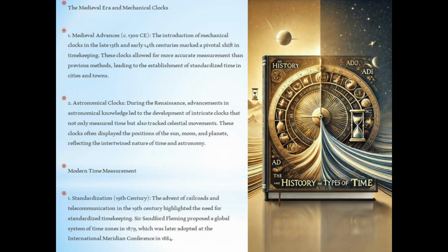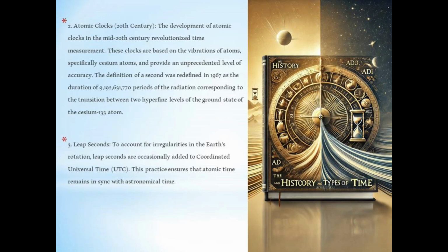Modern time measurement. Number 1. Standardization. 19th century. The advent of railroads and telecommunication in the 19th century highlighted the need for standardized timekeeping. Sir Sandford Fleming proposed a global system of time zones in 1879, which was later adopted at the International Meridian Conference in 1884.